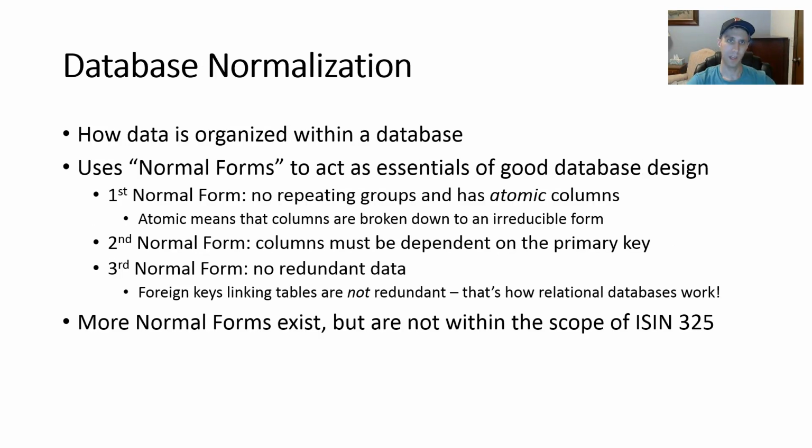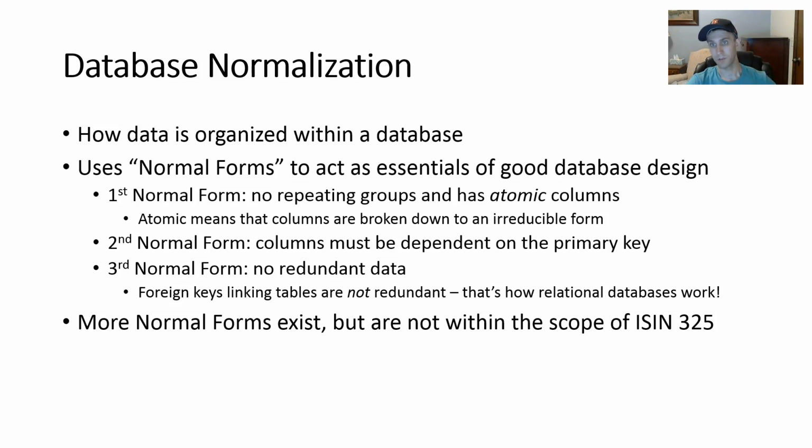Database normalization. What is that? It is how data is organized within a database, or probably more accurately, it's how data should be organized within a database. And in normalization of a database, you want to adhere to normal forms. Normal forms are rules. They are the rules that are the essentials of good database design. The first normal form, or first rule: there are no repeating groups and there are atomic columns.